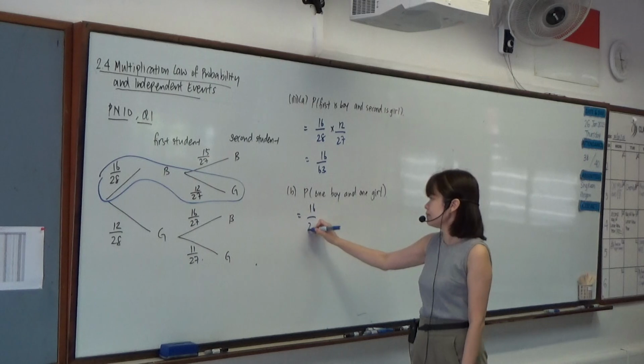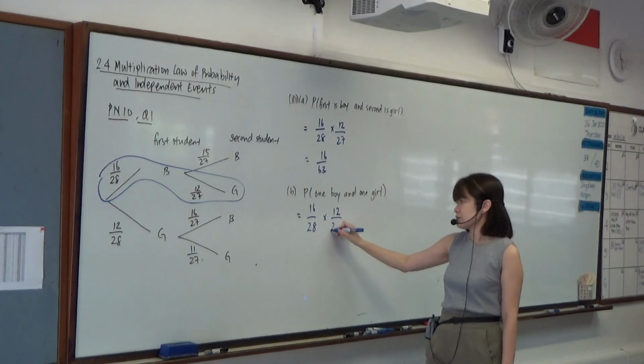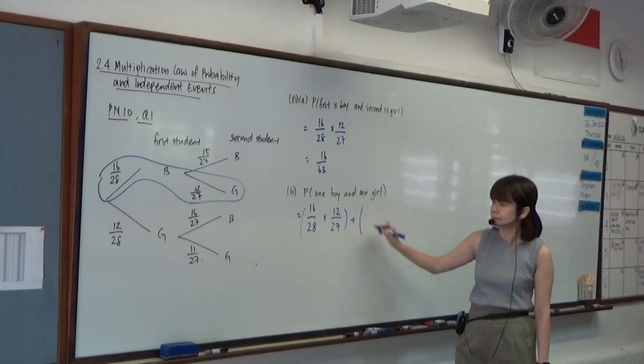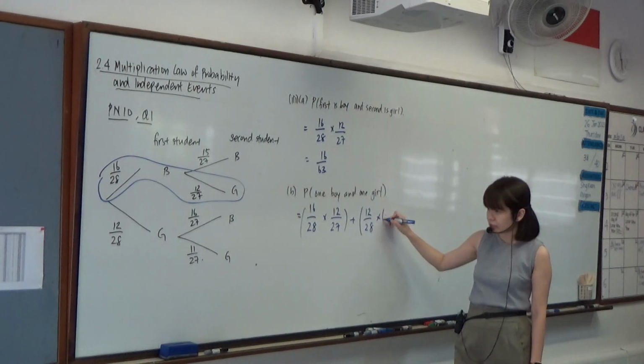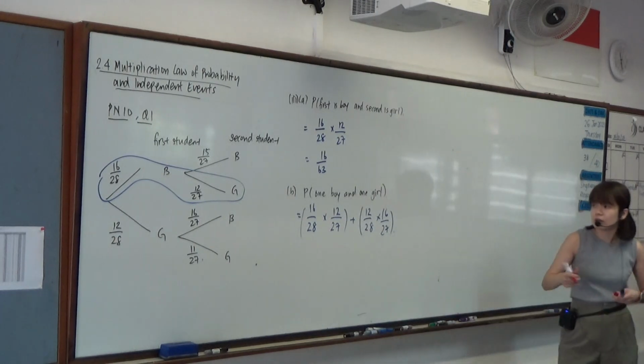16 over 28 times 12 over 27 plus 12 over 28 times 16 over 27. Okay, so let's do a quick check over what Liwi has proposed.